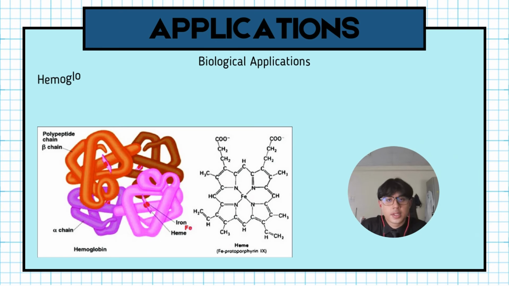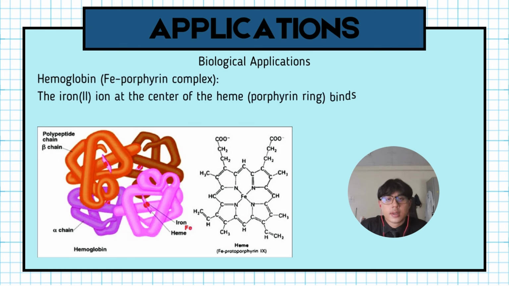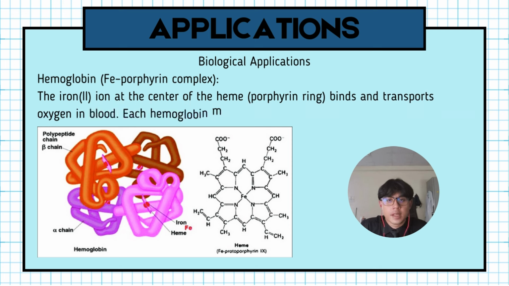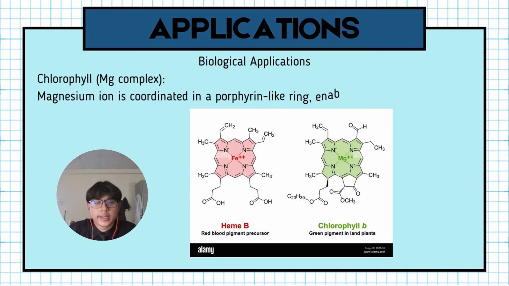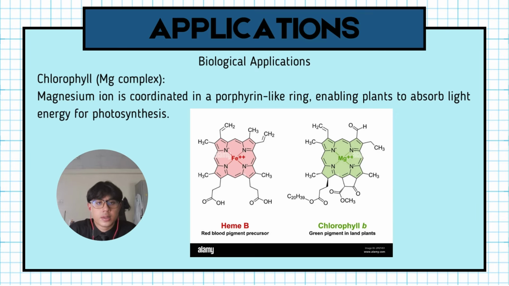Now for the applications, let's start with biological applications, which is hemoglobin, an Fe porphyrin complex. The iron(II) ion at the center of the heme porphyrin ring binds and transports oxygen in blood. Each hemoglobin molecule contains 4 heme groups, which can be seen here. The next example of biological applications is chlorophyll, a Mg complex. The magnesium ion is coordinated in a porphyrin-like ring, enabling plants to absorb light energy for photosynthesis.